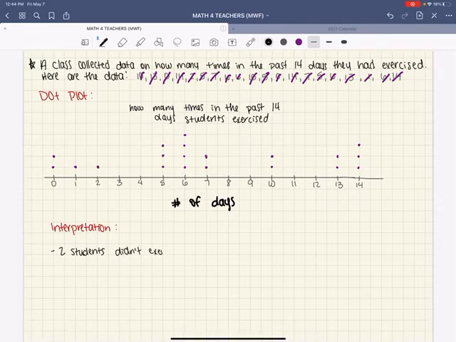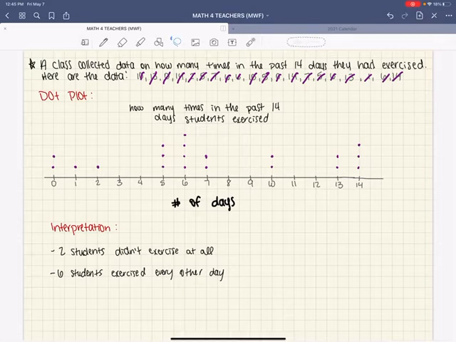There is also 6 students that exercised about every other day or exercised for 1 week straight, then took the second week off. Lastly, it shows us that 3 students were very consistent in the 14-day/2 week period and had exercised every day. And that's maybe because they're trying to reach a goal of theirs, or they just really enjoy the exercise.